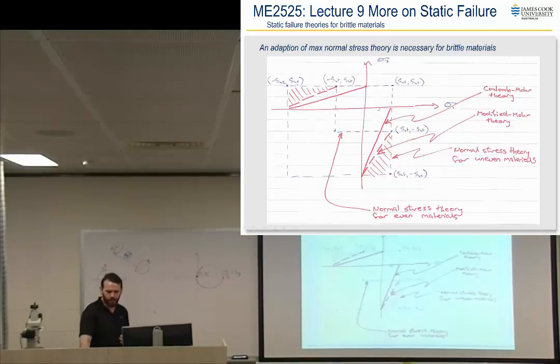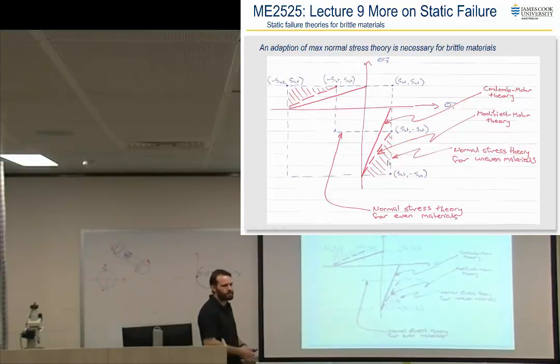Now, what they were finding, so let's say that we've got one principal stress in tension, one principal stress in compression. They were finding that things in this zone, where the theory is saying it's safe, were actually failing. They didn't have a good feeling for how far up before they'd done lots and lots of experiments and formulated a couple of theories.